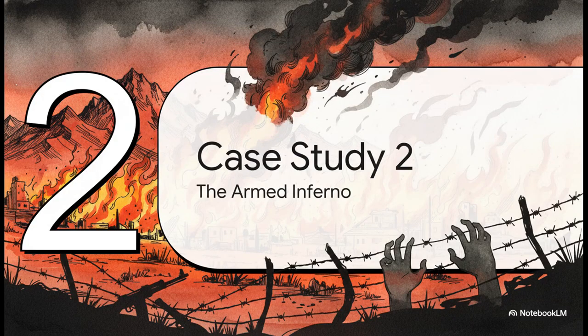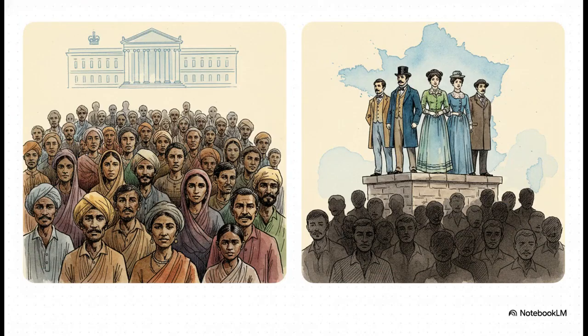Case Study 2. The Armed Inferno. So why did Algeria's path diverge so violently from India's? Well, the answer really comes down to colonial infrastructure. India was governed by indirect rule over a massive indigenous population. But France treated Algeria as an integral part of France itself, 3 actual French departments. You had 1 million European settlers, known as the Pieds Noirs, who were legally dominant over 9 million indigenous Muslims. And this brilliantly illustrates exactly why Algeria's entrenched settler structure changed the entire dynamic and made violence almost inevitable.